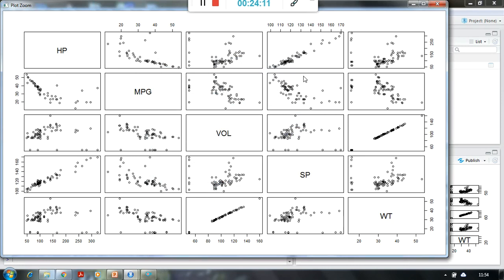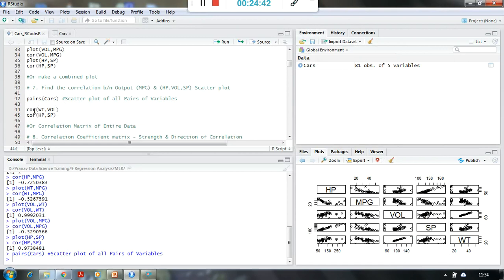This is between MPG and SP. This is between weight and volume. This is between SP and weight. This is between HP and SP. And you see over here exactly a mirror image is plotted, so we can refer to either side to check the correlation between the two variables. If I have multiple variables, instead of plotting one by one, I can plot all of them together. This is a fantastic function to have.